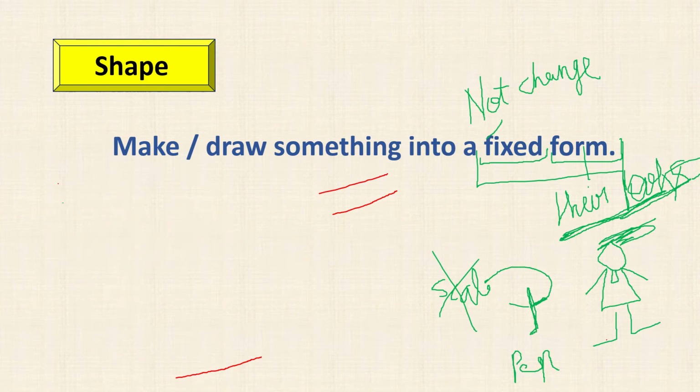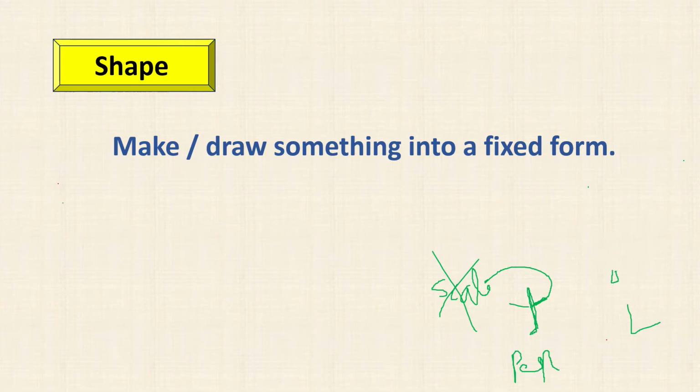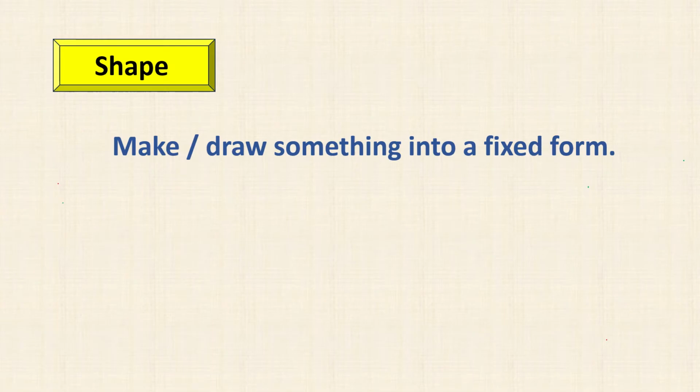So again, I'm just repeating that a fixed form of any object is known as a shape. A fixed form of any object is known as a shape.